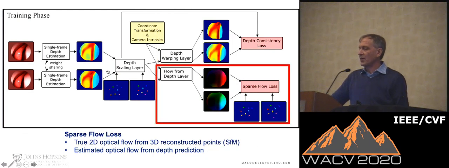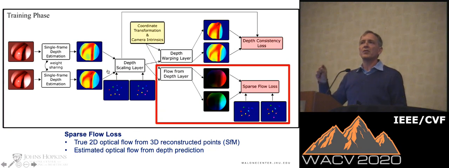So what they added to it, though, is they said, well, look, from that structure from motion, we also know sparsely some feature points, and we know those feature points really accurately.